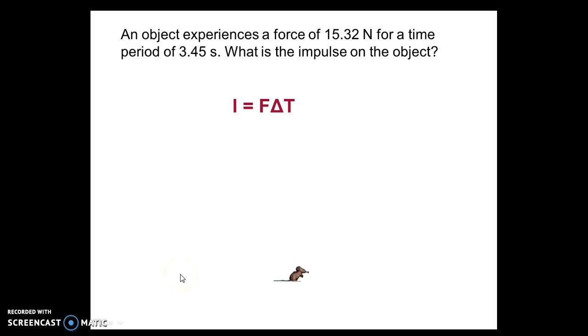Okay, moving on. Notice sometimes this is a little bit choppy, so bear with me here. Another plug and chug. Pause the video and try this on your own. Figure out where each thing goes. You have 15.32 newtons with a time of 3.45 seconds. What's the impulse? Pause it, try it, then unpause and check it.